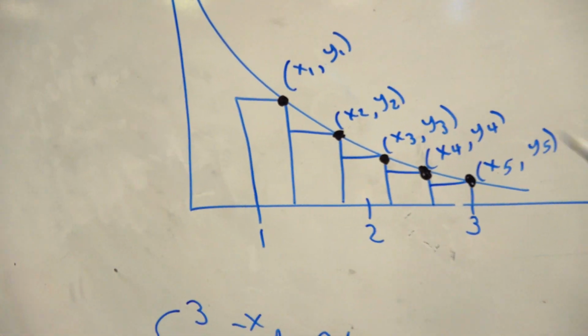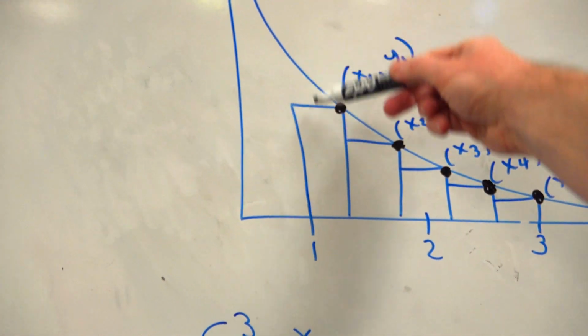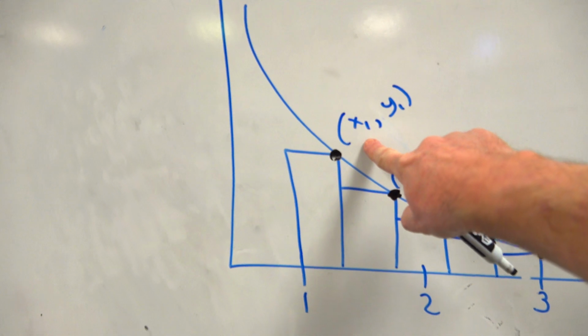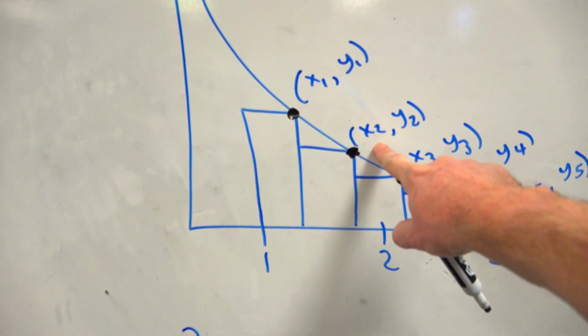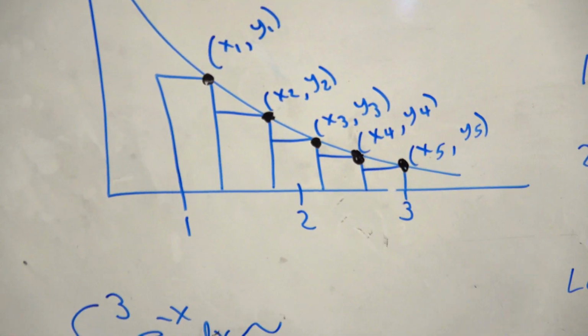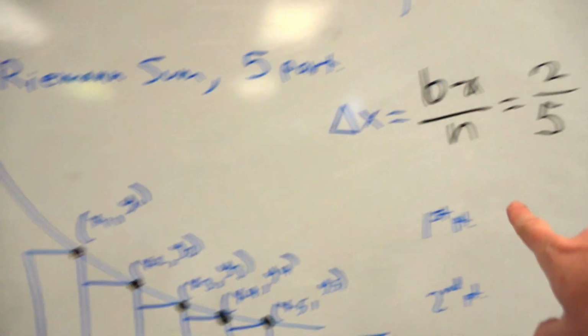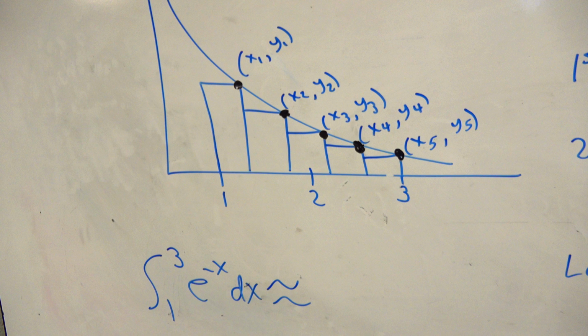Okay, so we've got this point right here is where the first partition or rectangle hits the curve. We're going to call it x sub 1, y sub 1. A second point of contact, x2, y2, x3, y3, etc. We have 5 points total. We kind of missed the two because we were going by this awkward 2/5 right here, which is fine, it works. Now, here's what I want you to do.